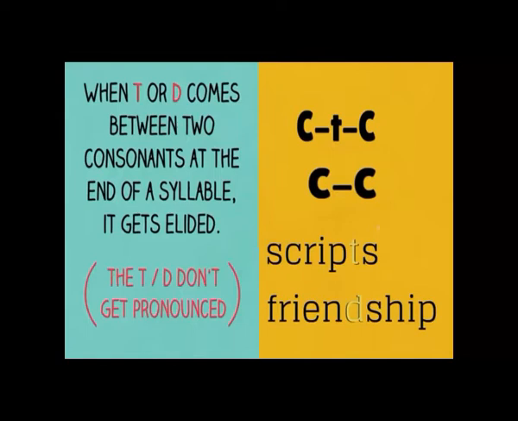I think the next word is friendship. I think we always pronounce it like this, friendship. Where is the t sound? We omit it, we delete it. Why? Because it comes between two consonants, the n sound and the s sound. So, friendship. Is it clear?